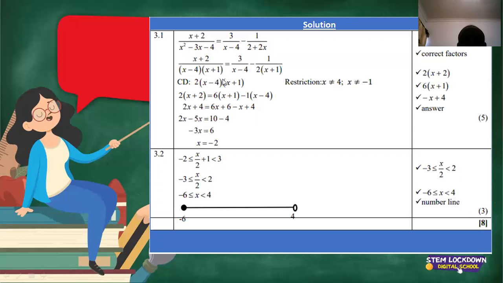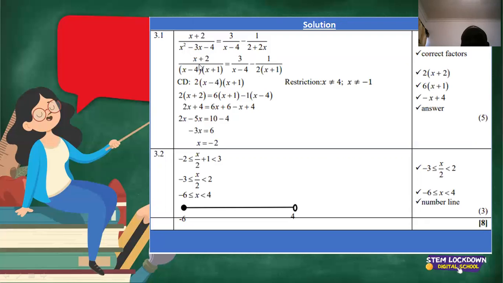So what do we do with the lowest common denominator? We multiply each and every term with the lowest common denominator. So this one is a term on its own; we multiply it by the lowest common denominator. This another term, we multiply it by the lowest common denominator. This another term, we multiply it with the lowest common denominator. Okay, so multiplying this with the lowest common denominator, 2 into x minus 4, x plus 1, we are left with just 2.